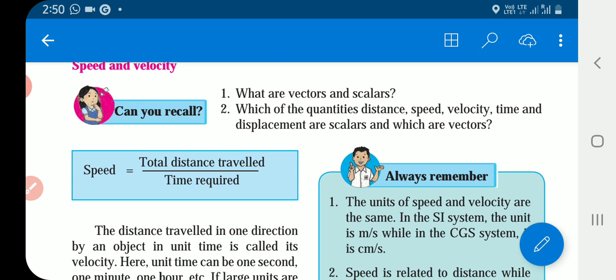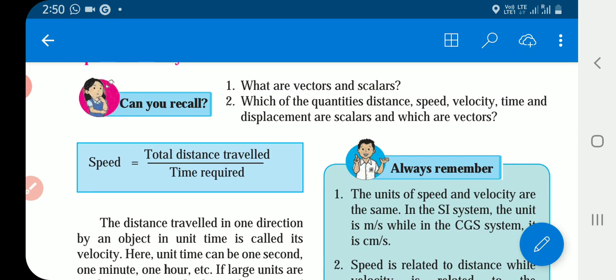Speed and velocity. What are vectors and scalars? When we explain some physical quantity like speed, velocity, displacement, distance, if there is a need of direction, then it is our vector quantity. If there is no need of a direction, then we can call it a scalar quantity.